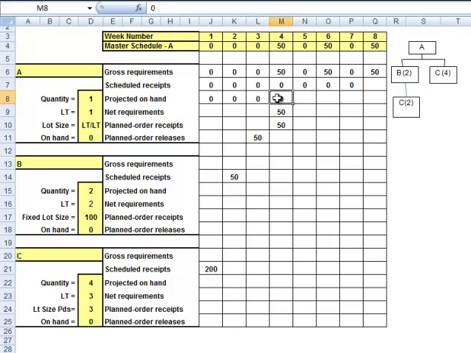So it doesn't really matter whether you use your book procedure, which is to put a 0 there, or you use my nomenclature, which is a negative number. You're going to get exactly the same answer. The two most important rows in this MRP procedure spreadsheet are going to be the planned order receipt row and the planned order release row. And they're going to be the same with either of the two procedures that you have.